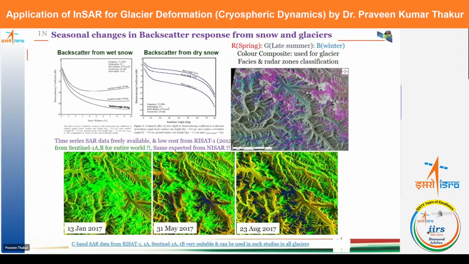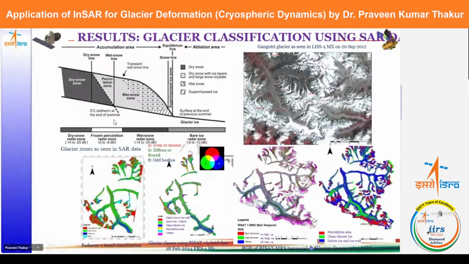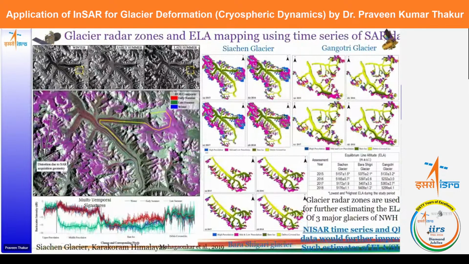And using this composite, we define these radar zones where we have the glacier ice, then we have the wet snow zone, then we have the percolation high backscatter zone, and then the dry snow zone, which doesn't see melting throughout the 365 days. So in the Himalayas, we do not have such a dry snow zone, only the percolation frozen zone. Then we have the wet snow zone followed by the bare ice. So at this line of bare ice and the wet snow zone, with some uncertainty in the superimposed zone, we have the equilibrium line altitude.